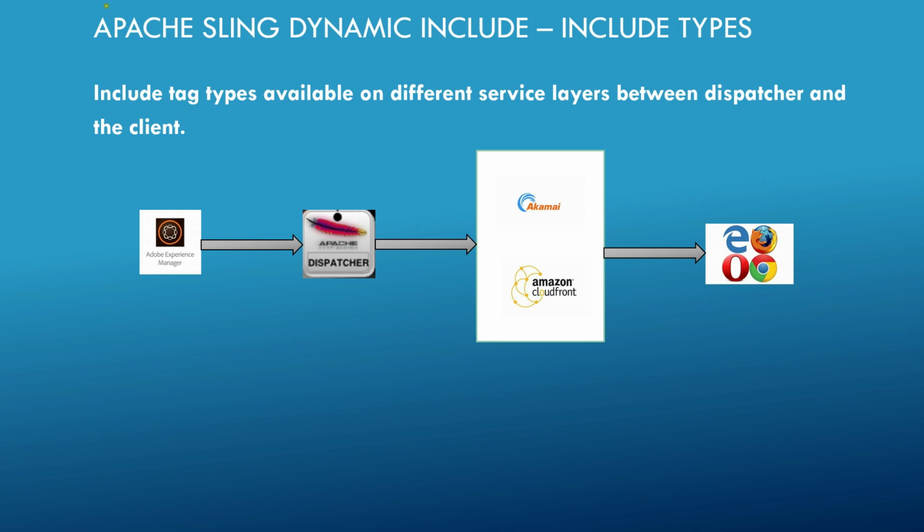The include tag types are available on different service layers between the dispatcher and the client. The tag can be processed in three layers: the dispatcher layer or Apache layer, then the CDN layer, then the browser layer. The Apache layer, the dispatcher, will process the include or the placeholder and replace it with the actual content. This is called SSI, server side include.